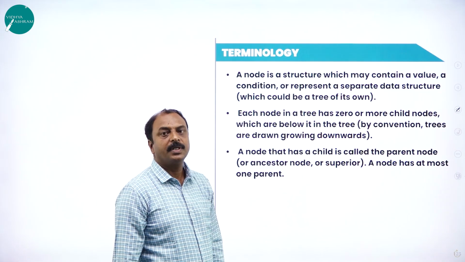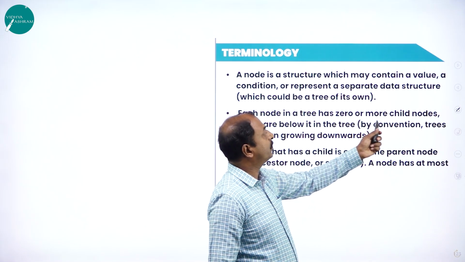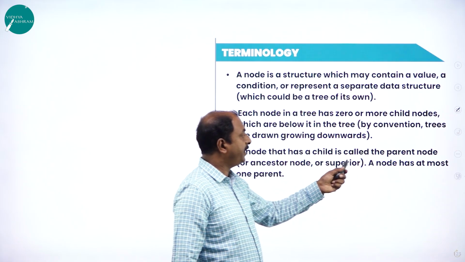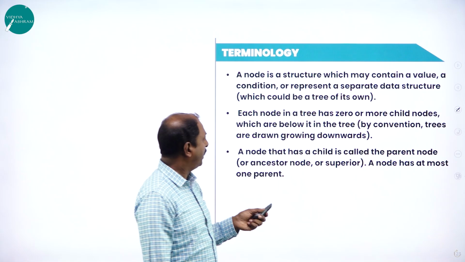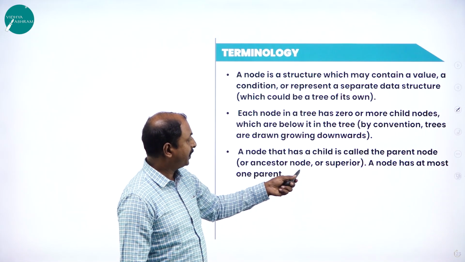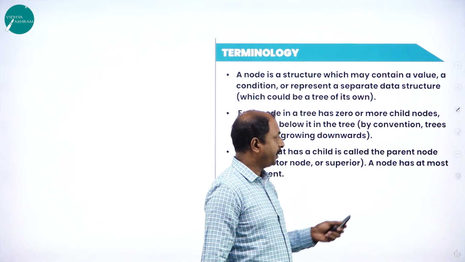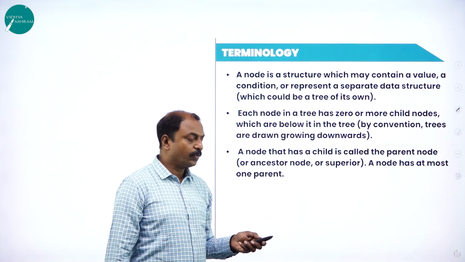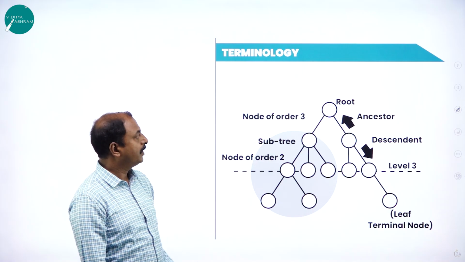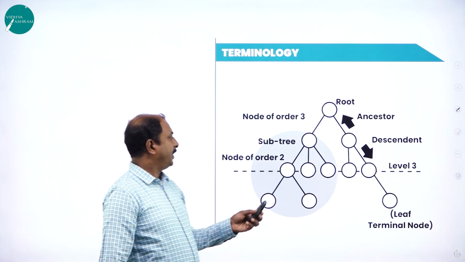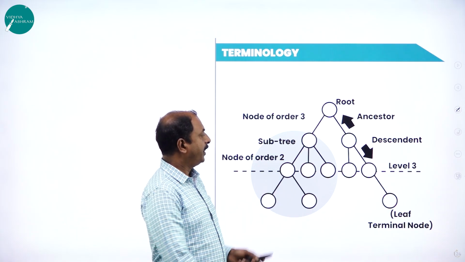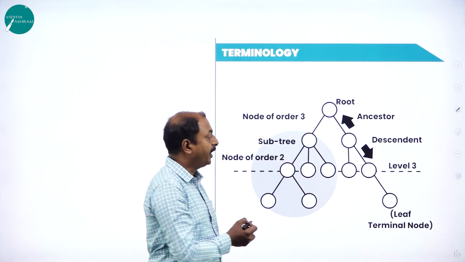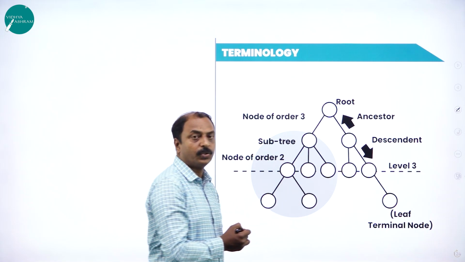Second statement, each node has 0 or more child nodes. And a node that has a child is called the parent node or ancestor node or superior node. A node has at most one parent. Yes, if you look into this diagram here, this is a node and this has three nodes. So this is called a parent node and these are called child nodes.